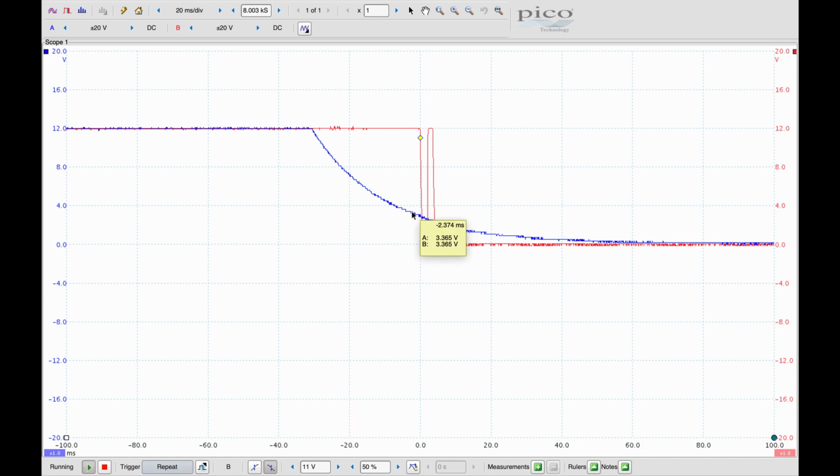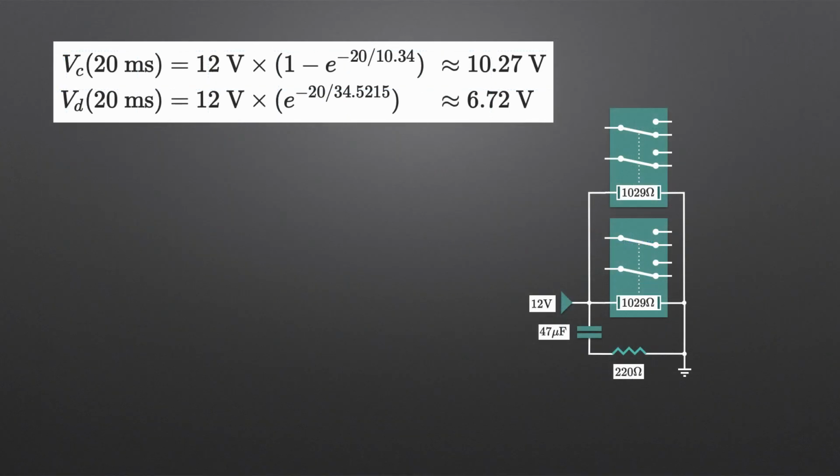Okay, let's see what we can do with that calculation. Let's give the maths a try then. As a starting point, I've got the formula for VD at the top, which calculates that after 20 milliseconds discharging, there'll be 6.72 volts left in the circuit on the right. We know that the discharging circuit has a time constant of 34.5215 milliseconds.